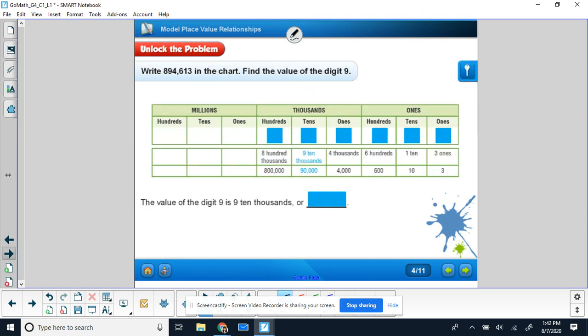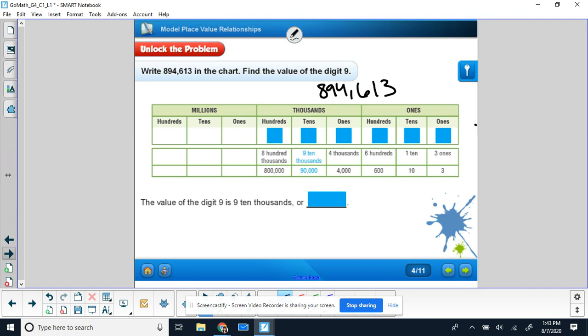All right. So this is page 6. For those of you following along, this is a place value chart. You're going to need to make sure you know how to use these for future lessons. So I'm going to actually write this number, 894,613, off to the side, so that way I have a bigger number that I can work with.